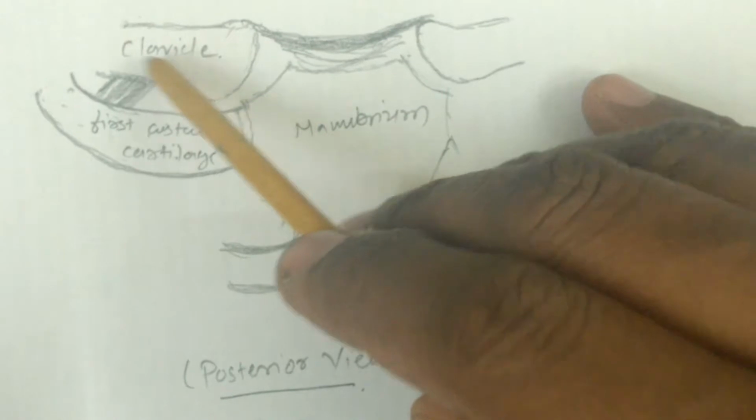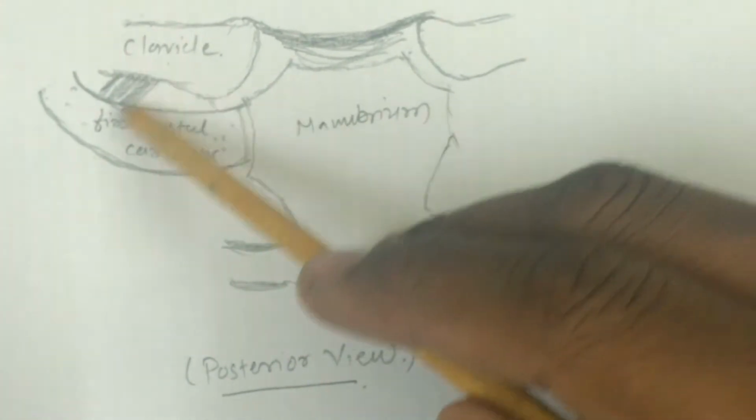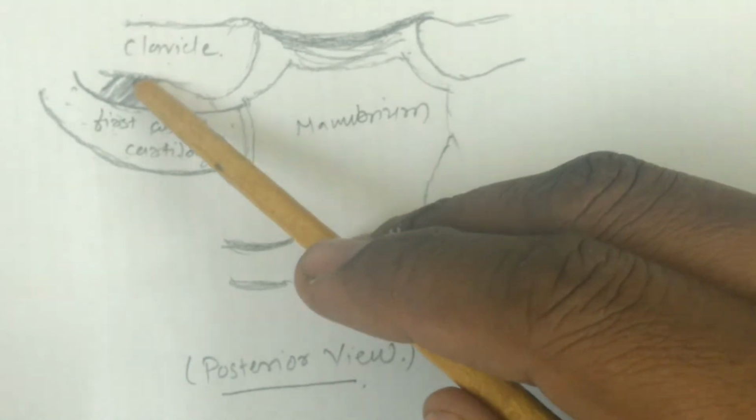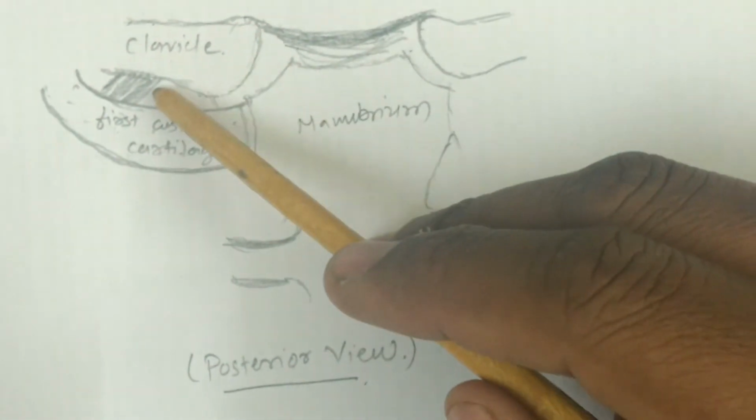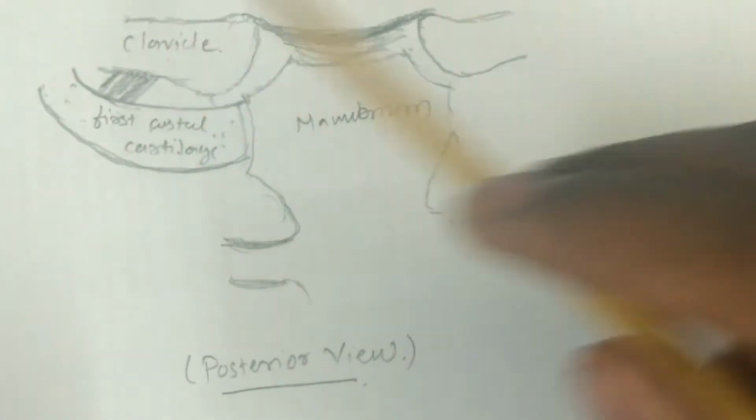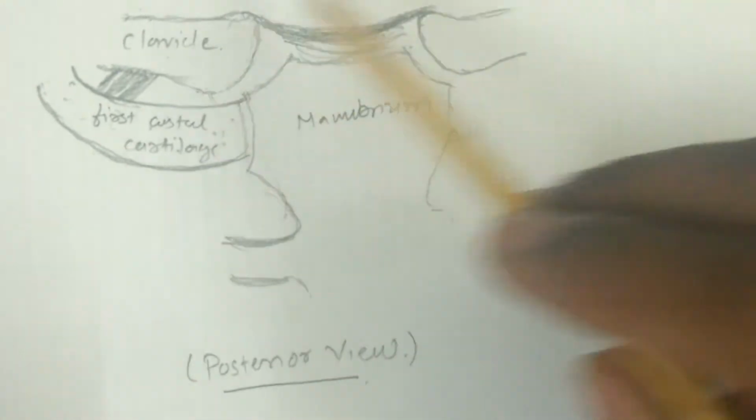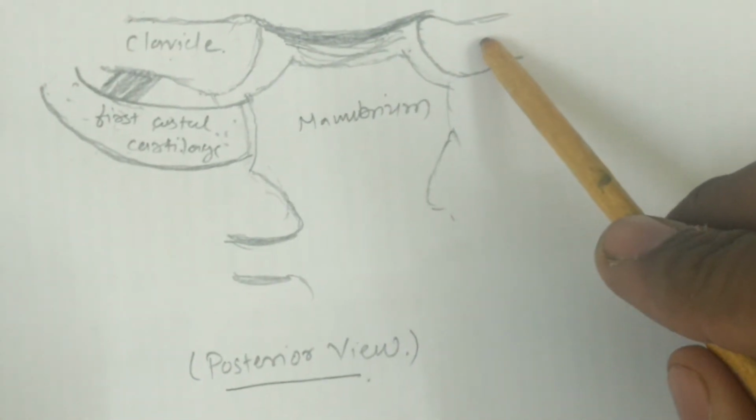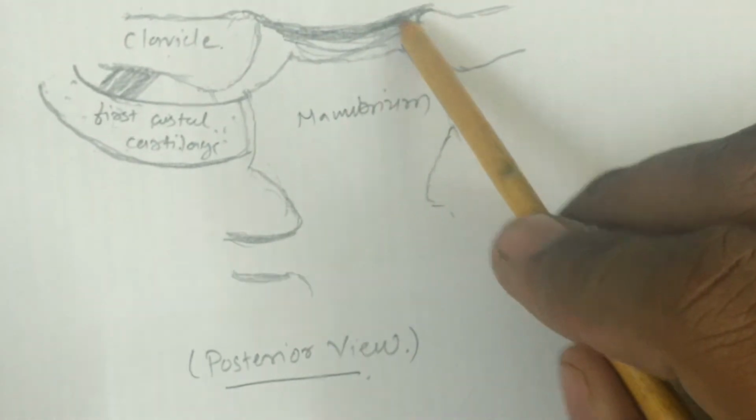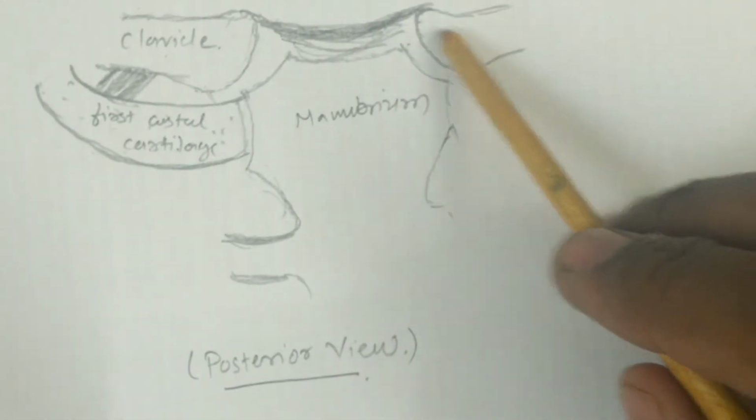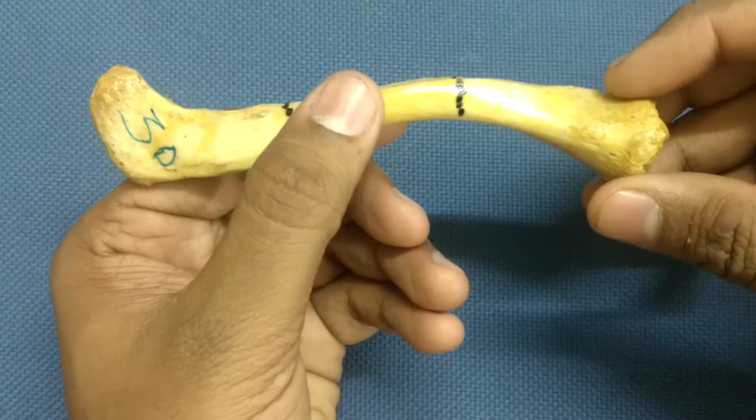So the medial and under surface of clavicle is attached to the first costal cartilage by this ligament, and as this ligament is connecting clavicle with the costal cartilage, it is known as the costoclavicular ligament. And on the medial most end, this clavicle is attached to the clavicle of the other side by this ligament, and as this ligament connects both of the clavicles, it is known as the interclavicular ligament. We'll get back to the clavicle.